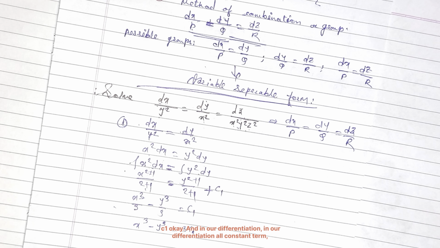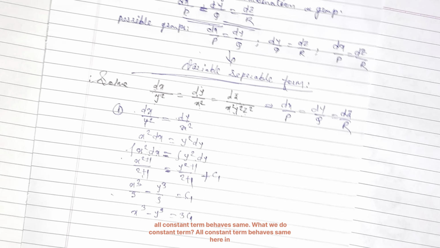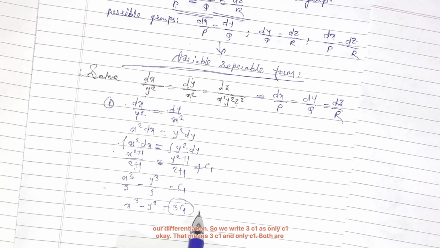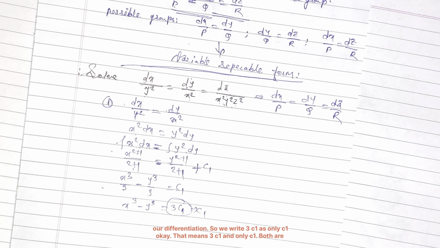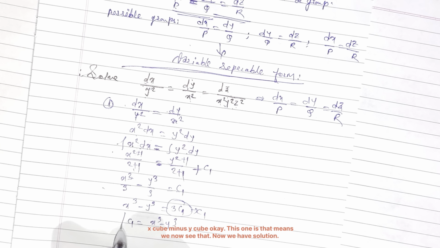And in our differentiation, all constant terms behave the same. So we write 3c1 as only c1. That means 3c1 and only c1 are both similar terms here in the differentiation. So we got the first solution, c1, which is equal to x cube minus y cube.